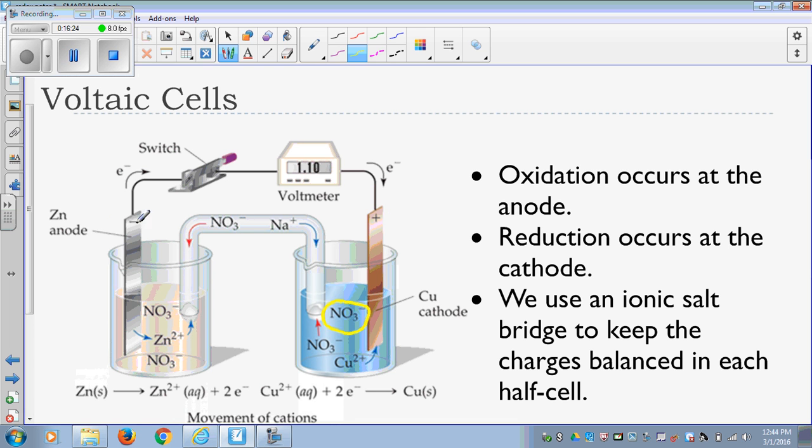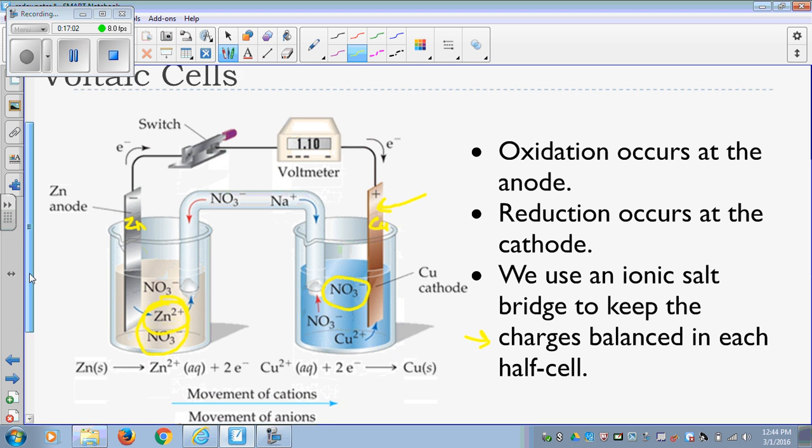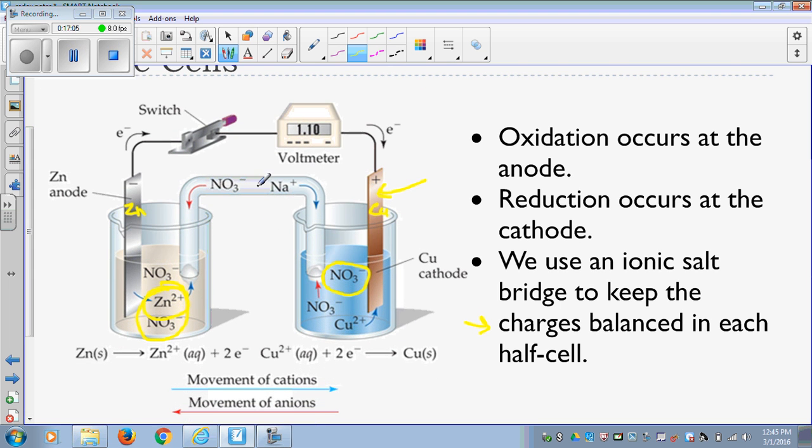Oxidation occurs at the anode. I told you that zinc is going to lose the electrons to become zinc positive 2. This is the zinc plate, and this is the copper plate. Zinc is going to lose the electrons to become zinc positive 2, and the salt bridge is going to provide that nitrate, so that zinc positive 2 and NO3 react to make zinc nitrate. And the two electrons go out this way. So I can start and stop the current. Oxidation occurs at the anode, reduction occurs at the cathode, which is right here. We use an ionic salt bridge to keep the charges balanced in each half reaction. I hope you understand the purpose of the salt bridge. It keeps the electrolyte concentration balanced.